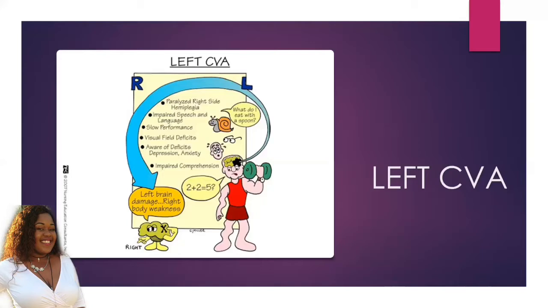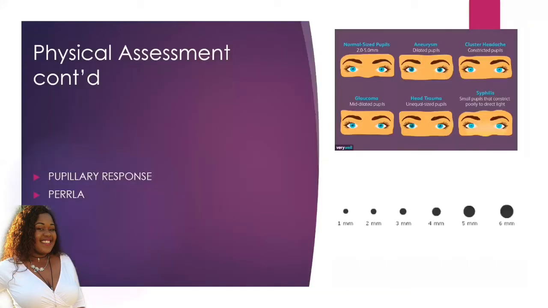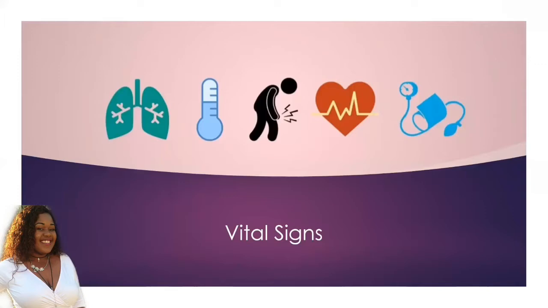Another part of the physical assessment is testing pupillary response, which is size and shape. Pupil reactivity is also assessed with respect to light and accommodation. Normal response is PERLA, which stands for pupils equal, round, reactive to light and accommodation. Vital signs are also assessed in a stroke patient. Changes in temperature, heart rate, and blood pressure are considered late findings in neurological deterioration. Changes in respiration are also important, as this may determine a variety of conditions for the patient.